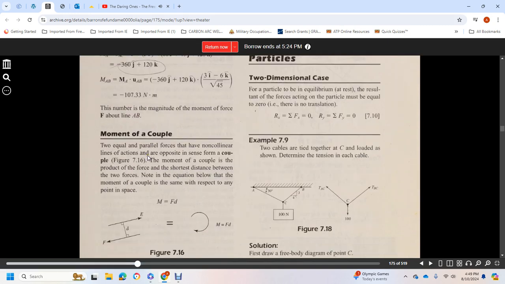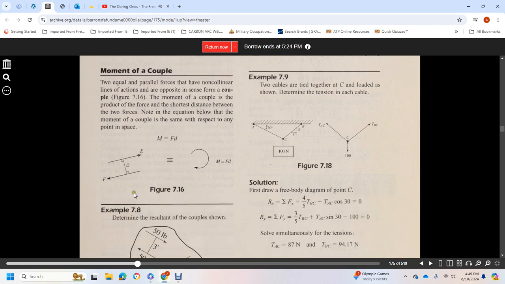A moment of couple consists of two equal parallel forces with non-collinear lines of action and opposite sign. For the couple in figure 7-16, the moment of the couple is the product of the force and the shortest distance between the two forces. Note the equation below. The moment of a couple is the same with respect to any point in space. It shows the moment of a couple equals force times distance, and it shows parallel, perpendicular lines and rotary forces.